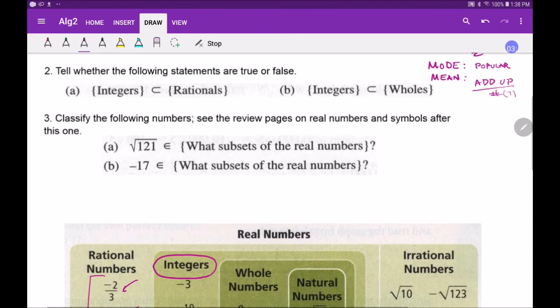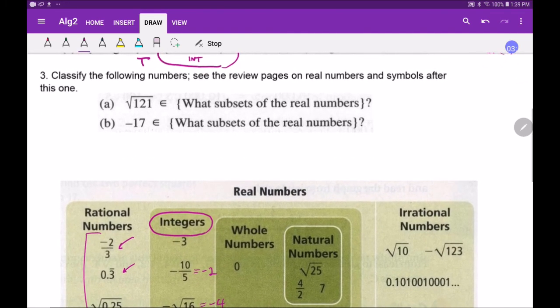So integers are definitely a subset of rationals, because rationals are bigger, and part of the inside of rationals are integers. So yes, we would say true. And then you can tell me about integers and wholes.